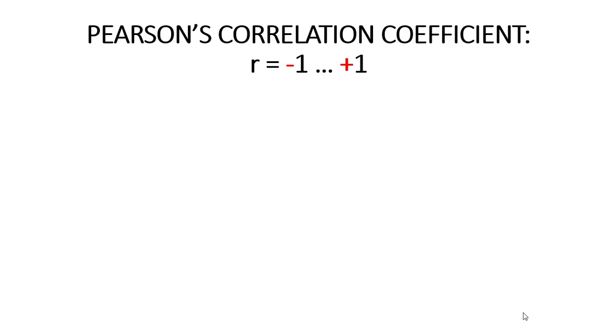First, we're going to talk about Pearson's correlation coefficient. This is a value that we're going to calculate, and the result is going to be between -1 and +1. The closer we are to 1, the more perfect correlation we have. And the plus and the minus here indicate whether we have a positive or a negative correlation.